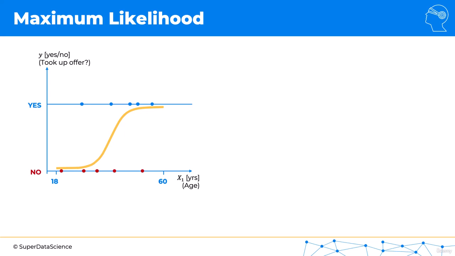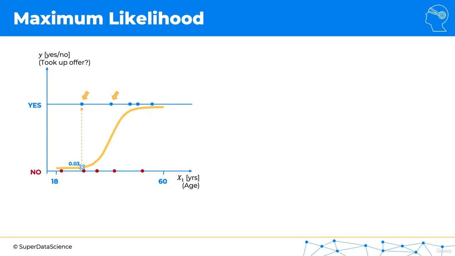Well, we need to calculate the maximum likelihood. And the way it's done is by looking at each data point. So for example, we start here and find out, for the person of that age, what prediction would this curve that we're potentially considering have made? So this specific curve, this specific logistic regression that we've modeled, would have said that a person of that age has only a 3% chance of saying yes, or taking up the offer. So it's a very low chance for a person of this age to take up the offer.